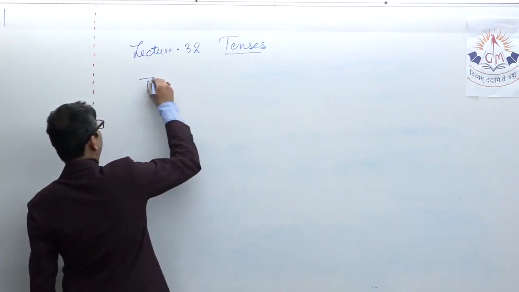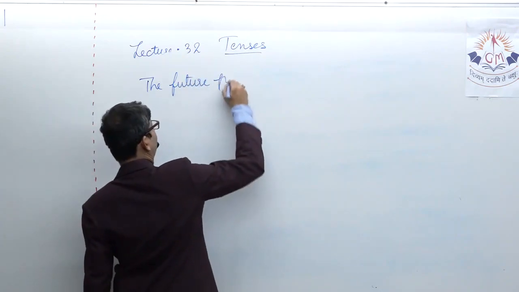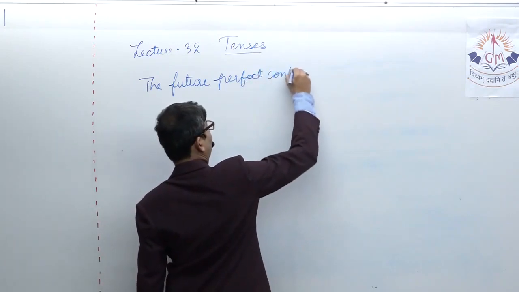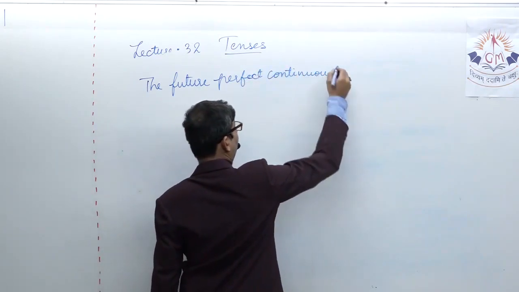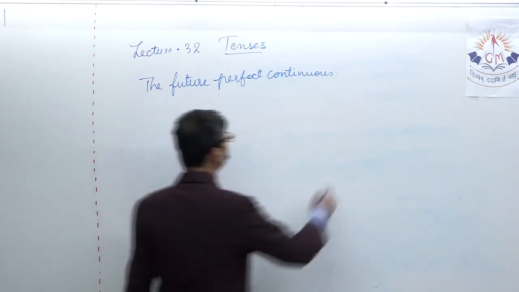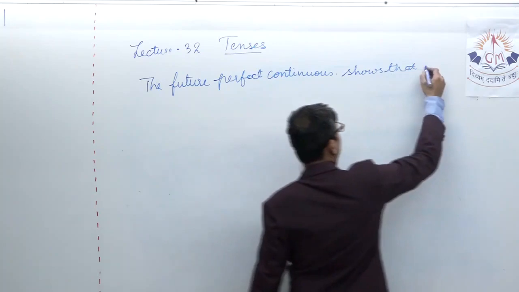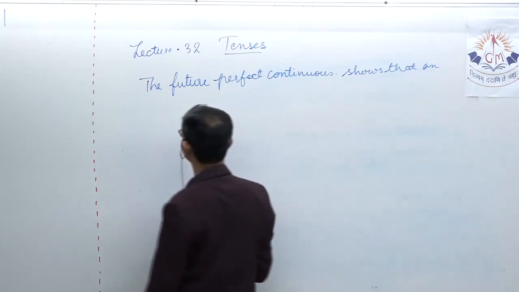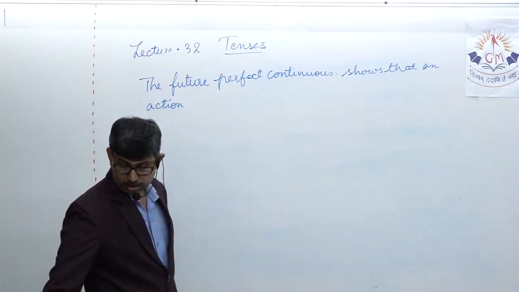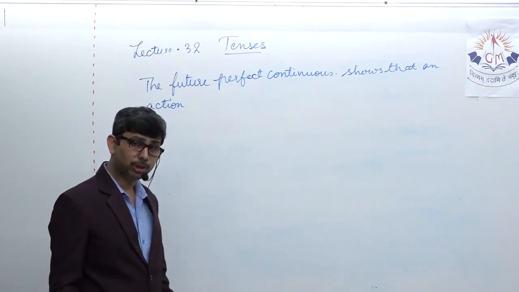The last tense, the future perfect continuous. What does it denote? What does it show? It shows that an action, whether finished or unfinished. Sometimes it could be an unfinished action too.